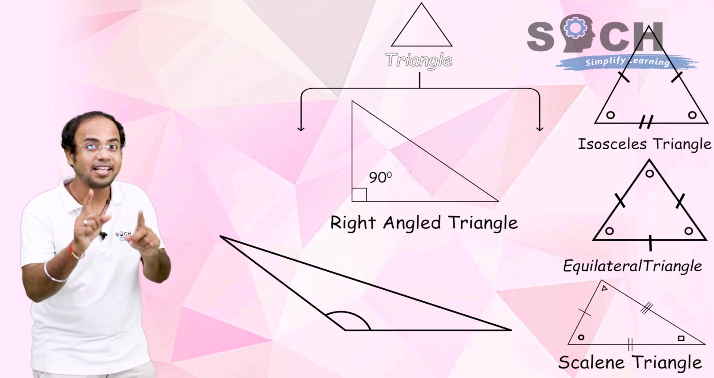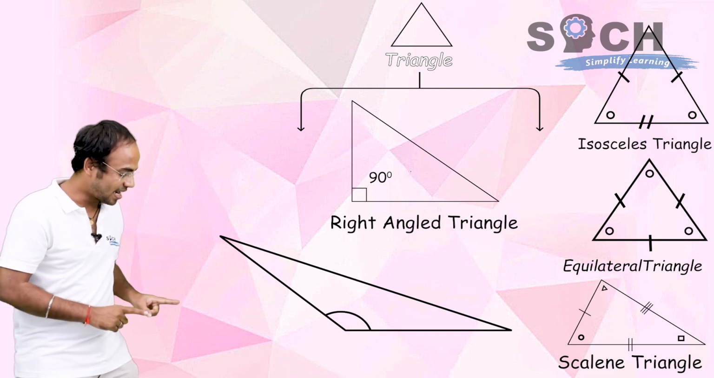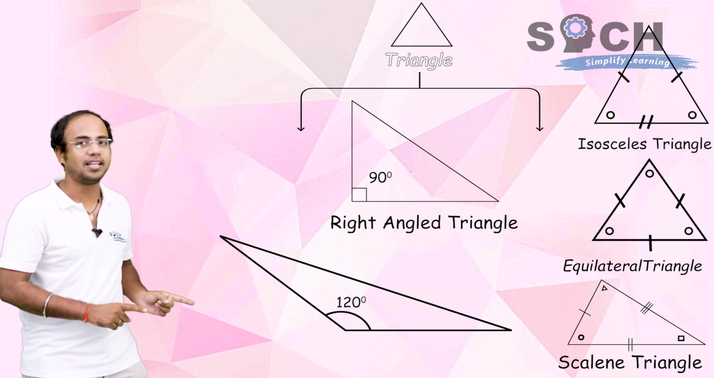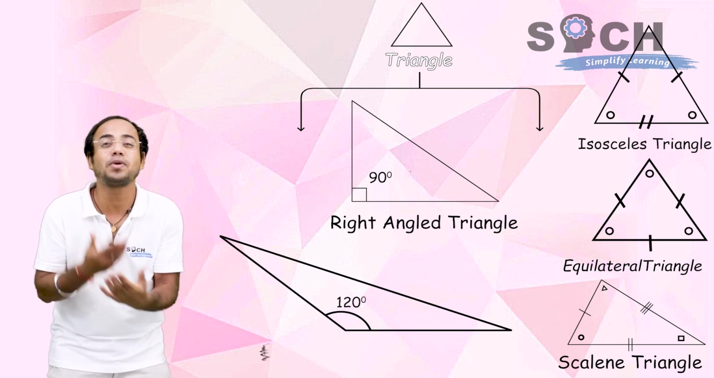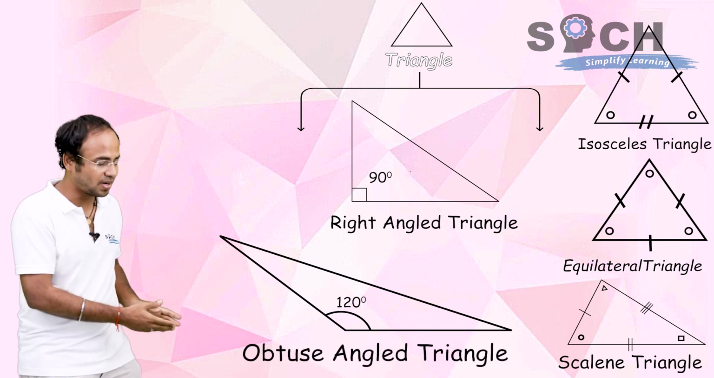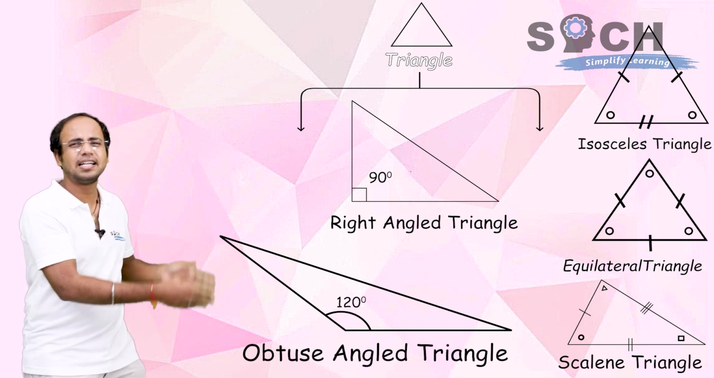So the angle is the bigger one. What is that? This angle is 120 degrees. 120 degrees is more than 90 degrees. More than 90 degrees means an obtuse angle. So such a triangle is known as an obtuse angled triangle.